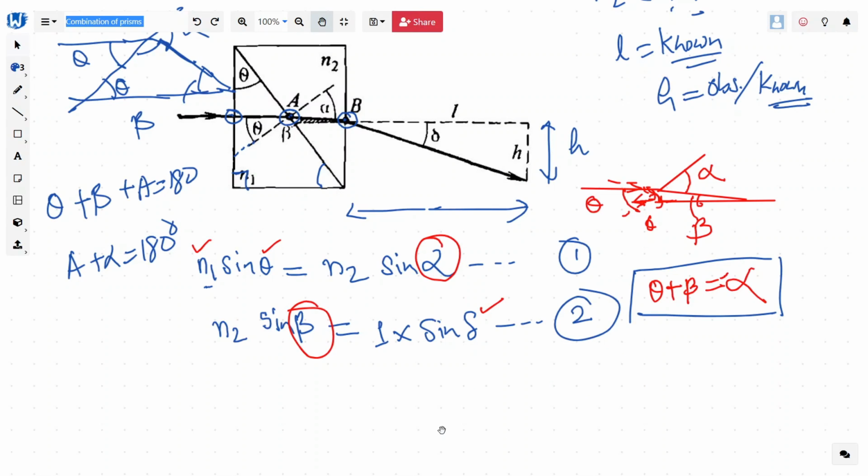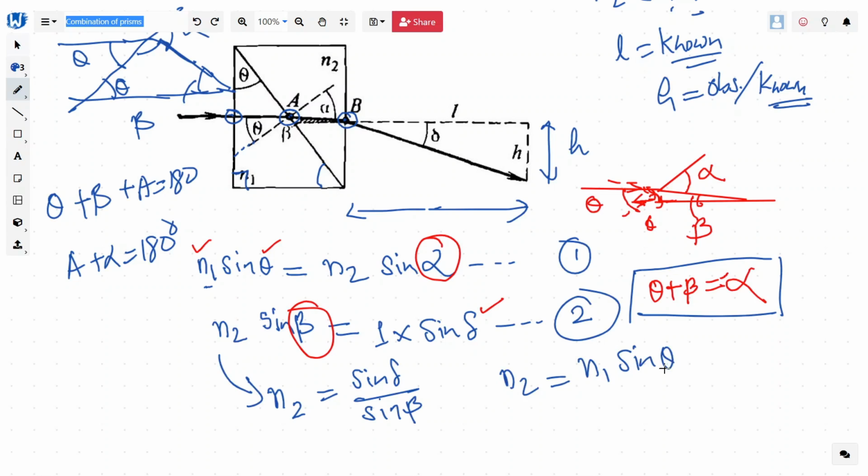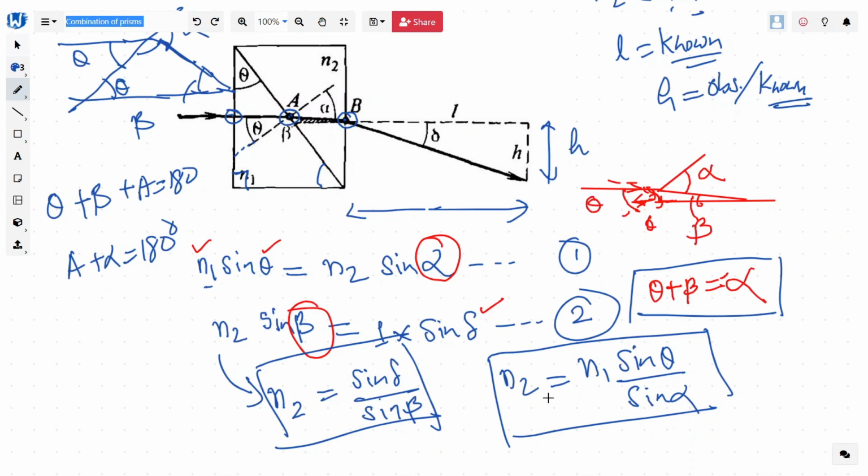So now we are able to find the relationship between these three, and basically then we are going to solve this to find n1 minus n2. Very simple. Let's separate n1 and n2 first. So we are going to be writing here n2 is sine delta from this equation, and n2 is also equal to n1 sine theta by sine alpha.